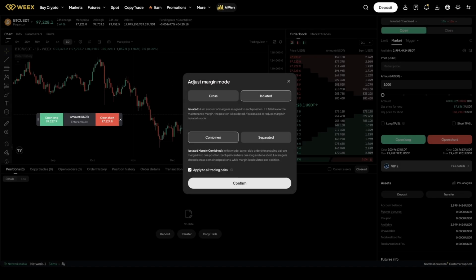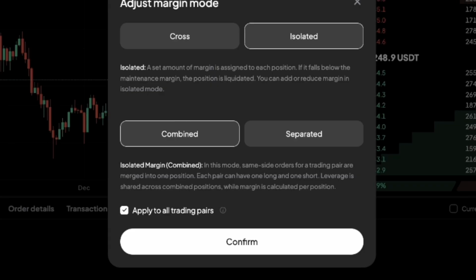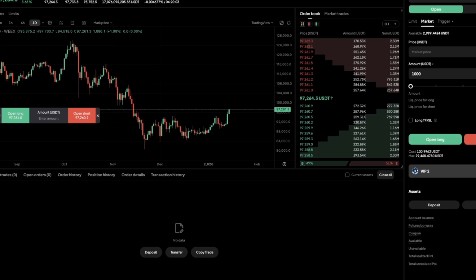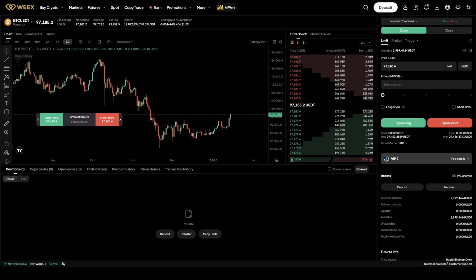Be aware that the default setting on WEEX is always going to be cross 20x. Now if you want to make sure that you don't get fat fingers or mess up the settings, you can go to the top right corner, click on the cross combine mode, select isolated, select combine, and make sure you tick apply to all trading pairs. Once you get that done, all of your pairs are going to be on isolated mode. What's left to be adjusted is the leverage.